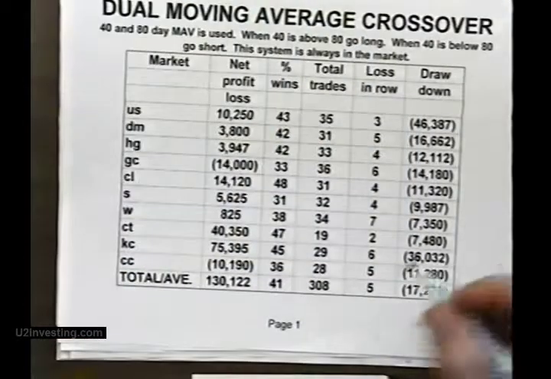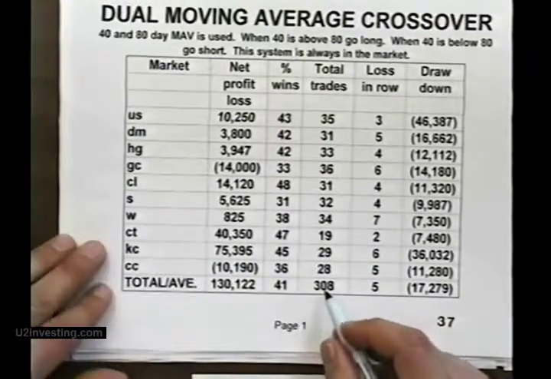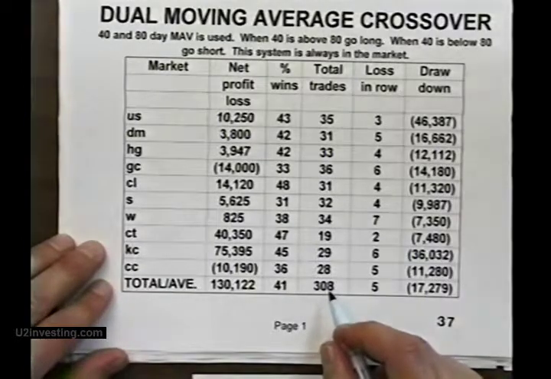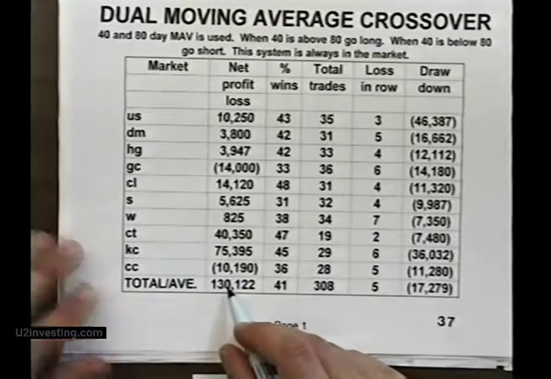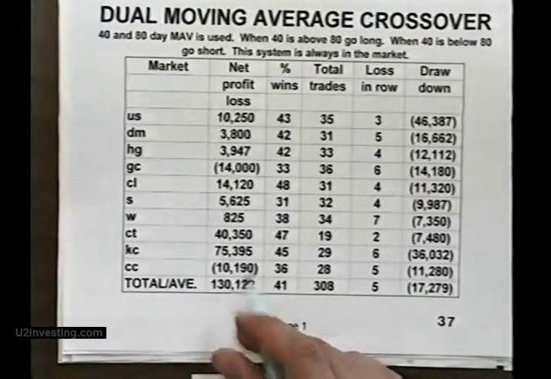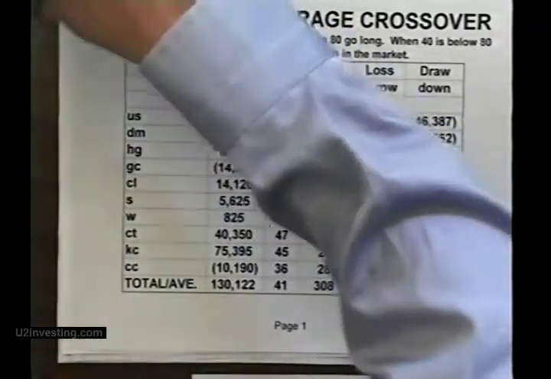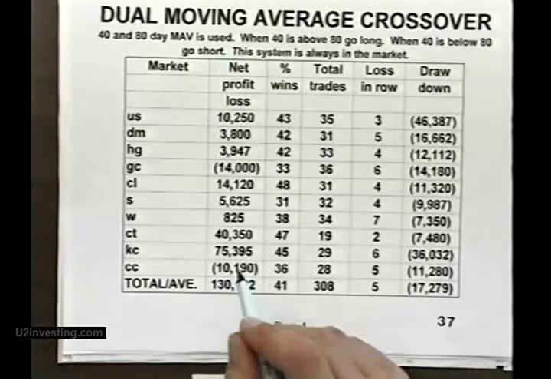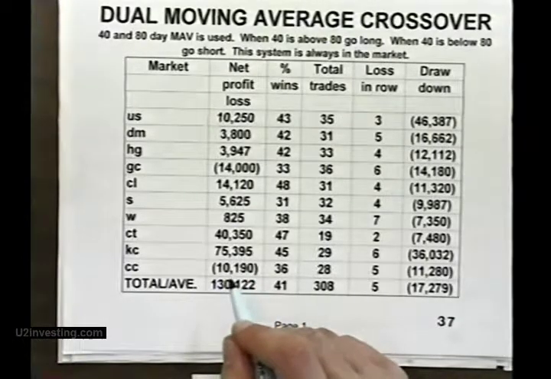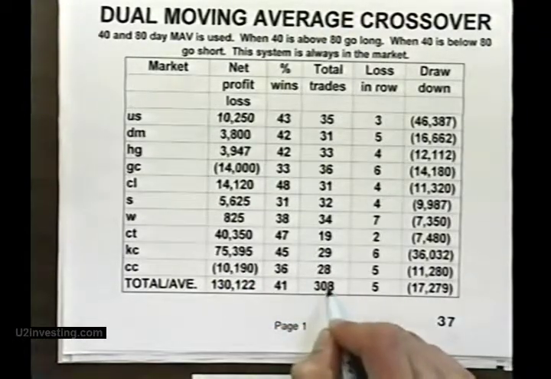And because of that, we reduced the number of trades to 308 from 1,500, and our profits increased accordingly, substantially. I think the previous dual moving average had $87,000 in profits. Here we have $130,000 in profit. Why? Because trading often does not make money. It pays out a lot of commission, but it does not make more money.